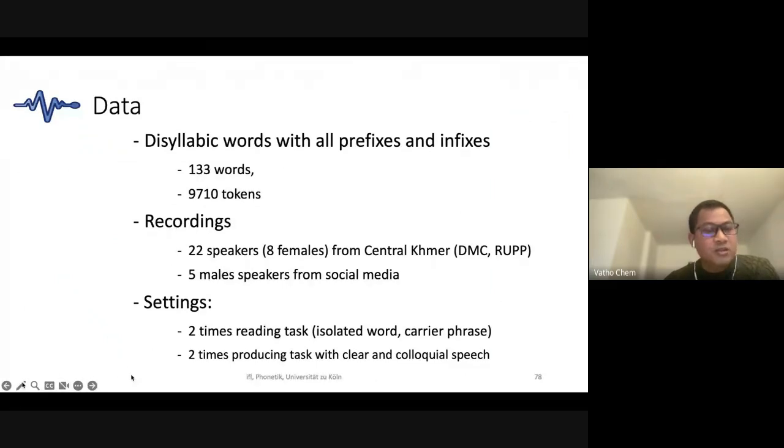words with 9,710 tokens, recorded from 22 speakers, 5 speakers from the social media, and there are 2 settings of recording: a 2-time reading task and a 2-time producing task.